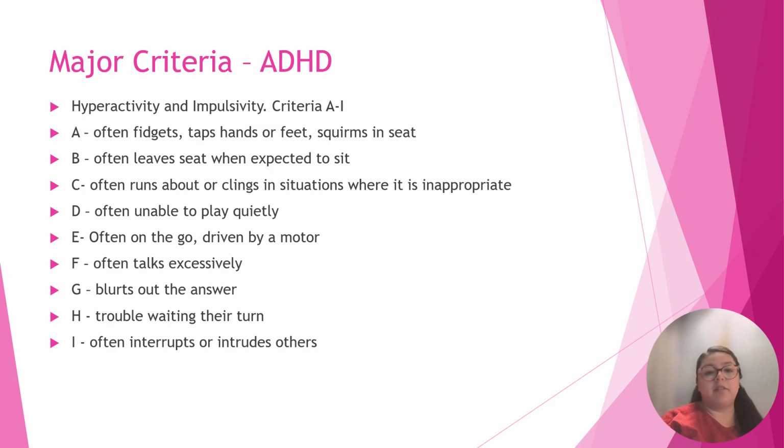Criteria E, often on the go, acting as if driven by a motor. That may be one of the questions that you hear when being very briefly screened for ADHD. That's not to say that it's an official diagnosis, just being asked that question, but that may be what you hear. They may be unable to be, or uncomfortable being, still for extended time, like restaurants, meetings, or experience other restlessness, difficult to keep up with. Criteria F, a person may talk excessively.